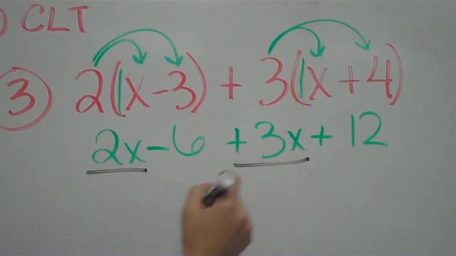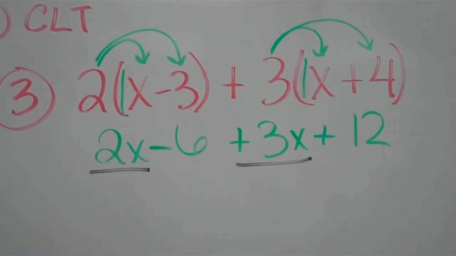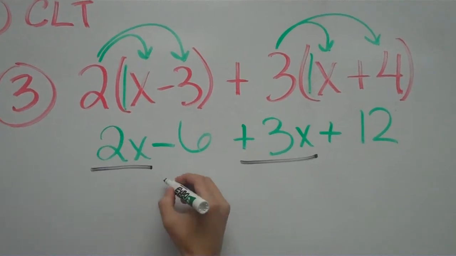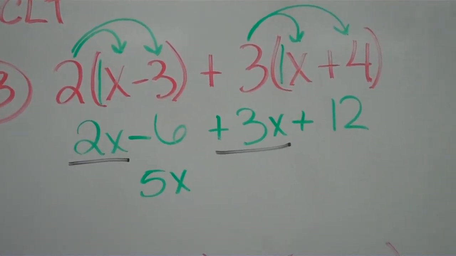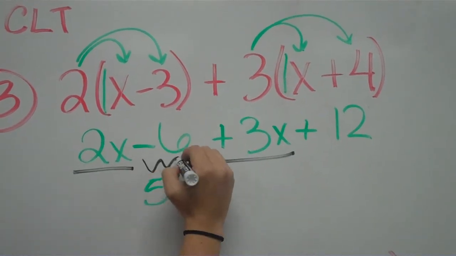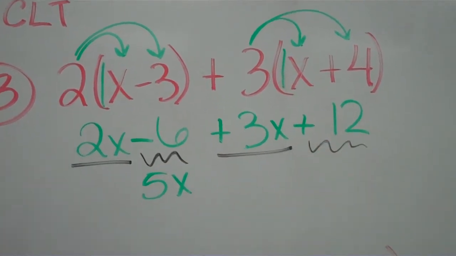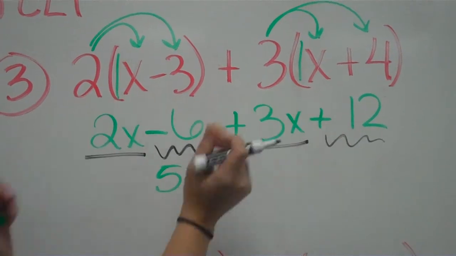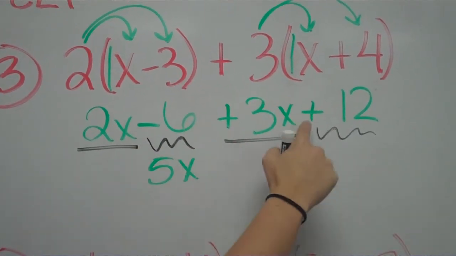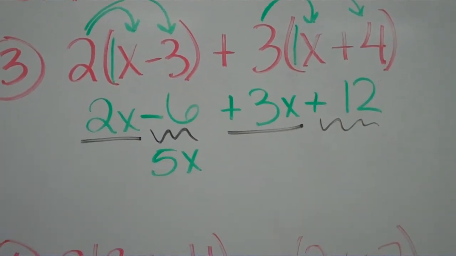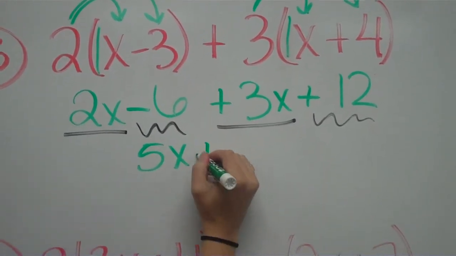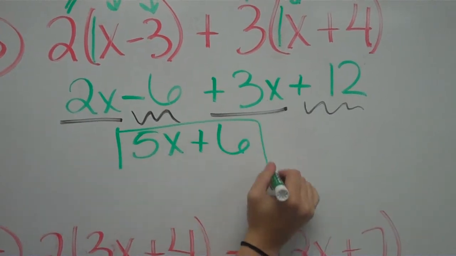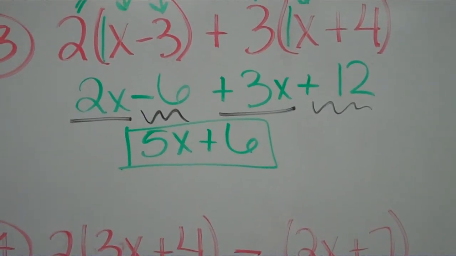That's a 2 and a positive 3. So 2 plus 3 is 5. So we have 5 x's. And then we have this minus 6 plus 12. Remember, when those go away, that's like a negative 6. So in your calculator, do negative 6 plus 12, and you'll get a positive 6. So doing your calculator, you'll see that, positive 6. So I'm going to put plus 6. And that's my answer. Okay?